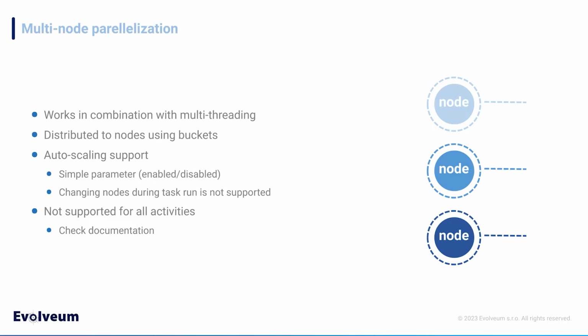What is not supported now is changing the number of nodes during the task execution. If you are adding them, that's easy because they won't be used on this run and will be used on the next run or on another task that is being scheduled. If you are removing some nodes where the tasks are currently running, of course, this part of the task will fail and you need to re-execute it later, for example. And again, multi-node parallelization is not supported for all activities. For example, for LiveSync, it's not supported. Check the documentation for details on which activities this is supported and for which it is not.